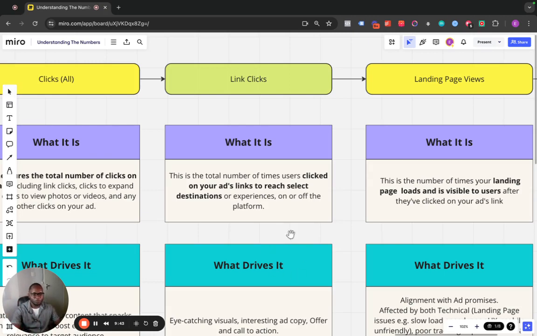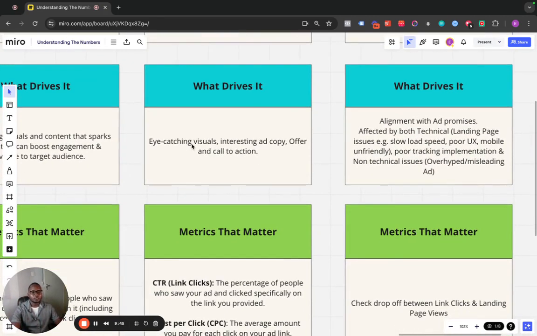And what you want to keep an eye on here is the eye-catching visuals. Again, very important for you to grab attention. The ad copy itself, the offer that you're making, because remember, this person's interest has been captured and they've interacted with the ad, so they've read a bit more about what that ad is about. But then they need to know. So the offer needs to be very enticing to them, and the call to action also needs to be very clear. So what do you want them to do next? So those are very important in terms of driving the link clicks.